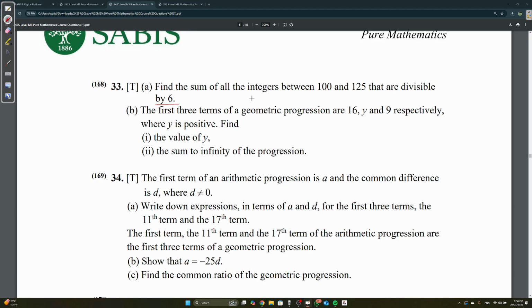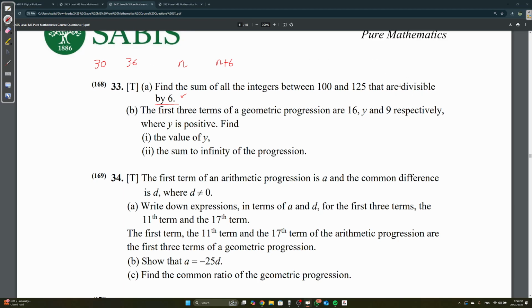Obviously, for numbers divisible by 6, if you start with a number n, the next number divisible by 6 would be n plus 6, right? So let's say 30 is divisible by 6. What's the next number divisible by 6 after 30? 36.